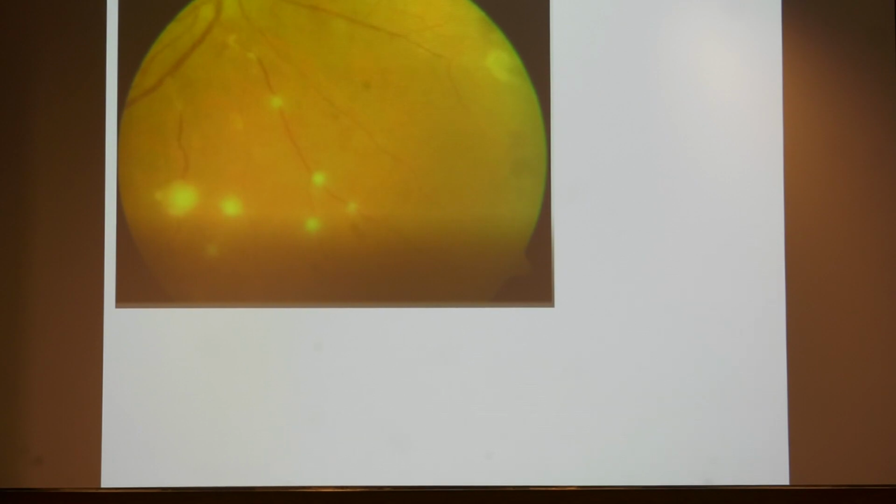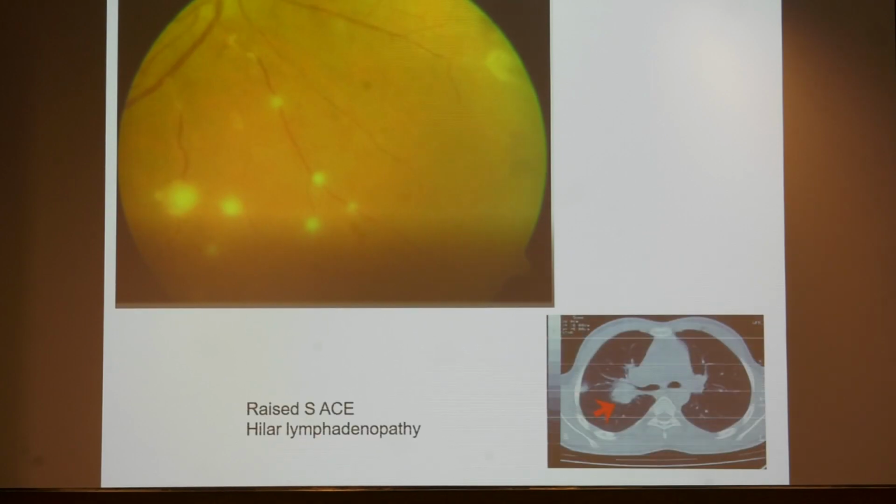So another vasculitis, we see that this has got skip lesions. So this probably fits into something like a sarcoid. He had a raised serum ACE and hilar lymphadenopathy. He was treated with oral steroids, and the vasculitis resolved.